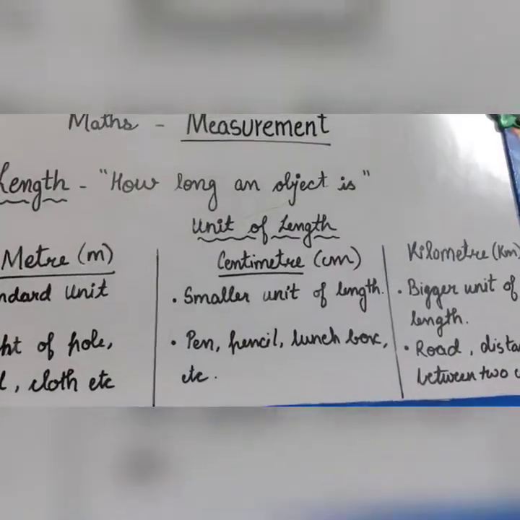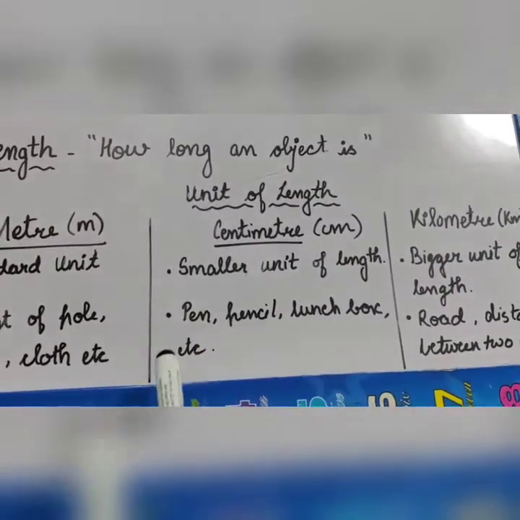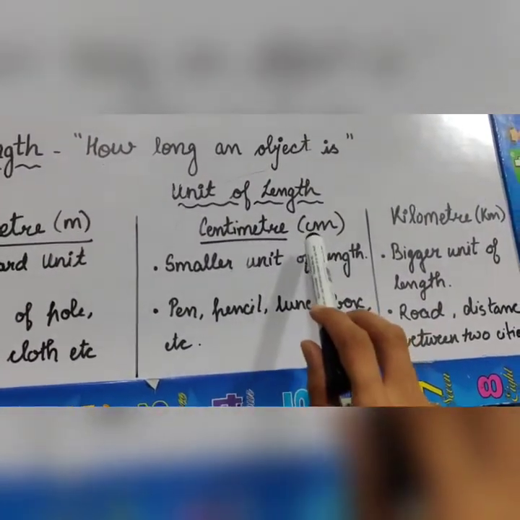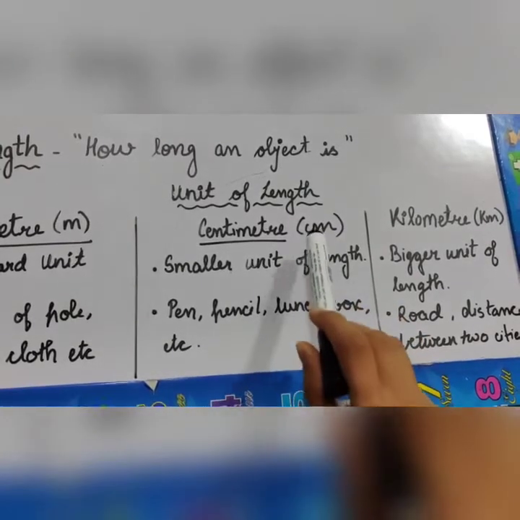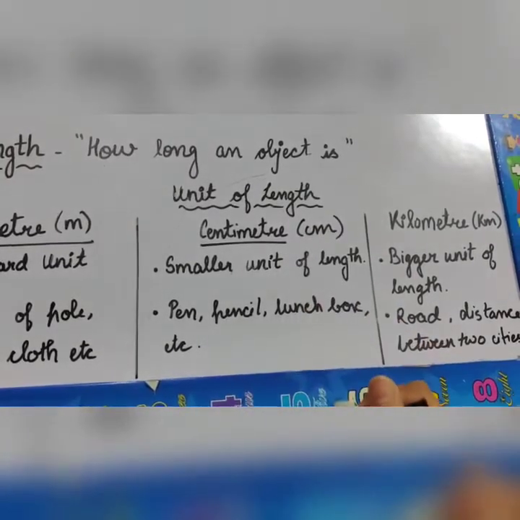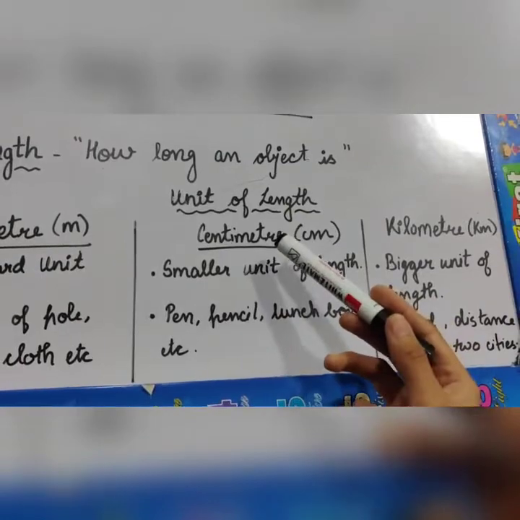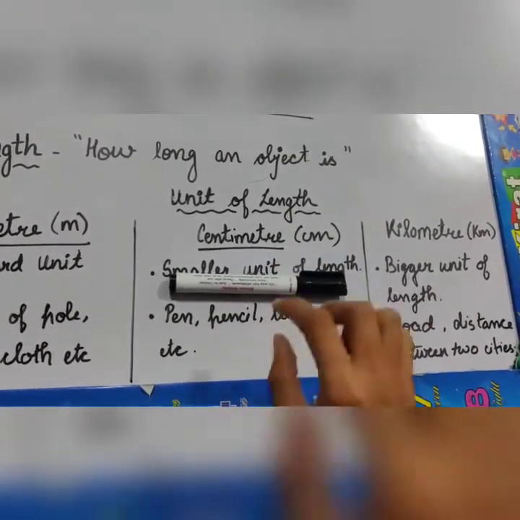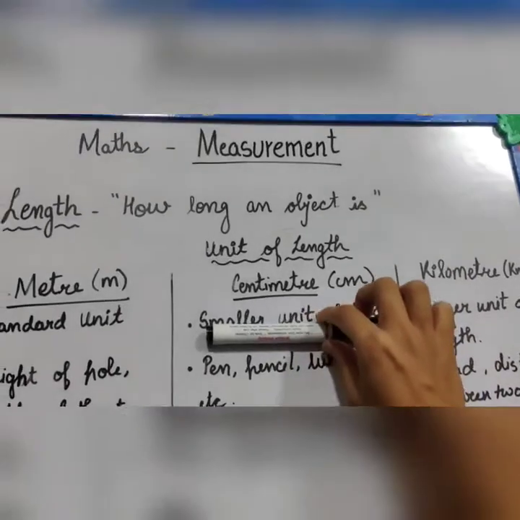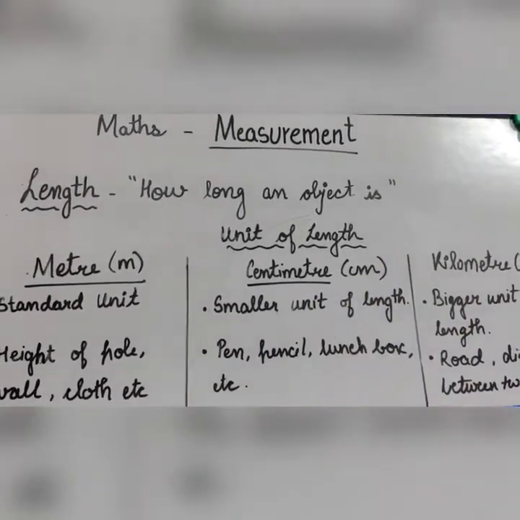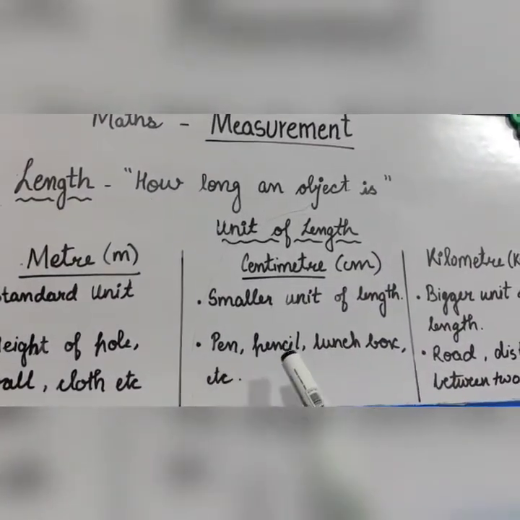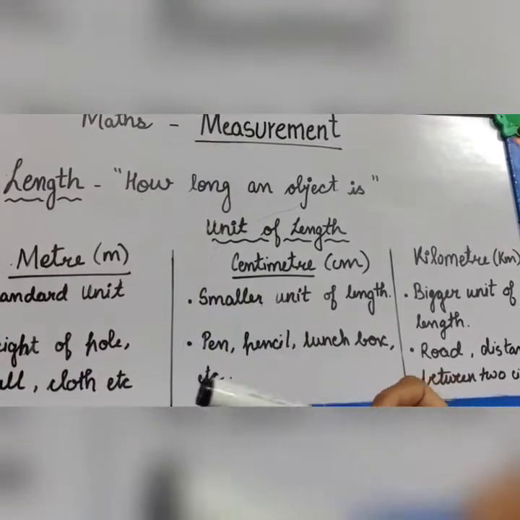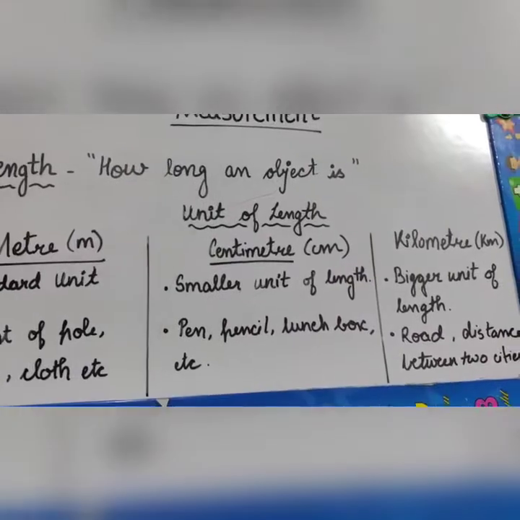Let us understand centimeter. Centimeter is the smaller unit of length. It is denoted by cm, small c and m. Any small objects we can measure in centimeters. Examples are pen, pencil, lunchbox, etc. We can measure any small things in centimeter.